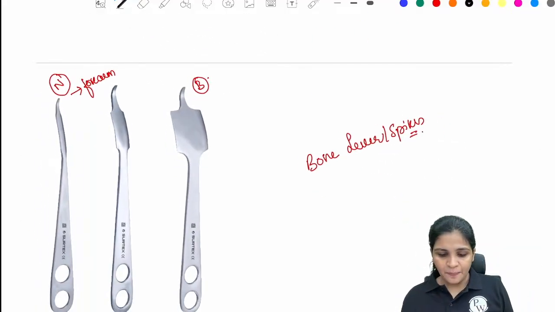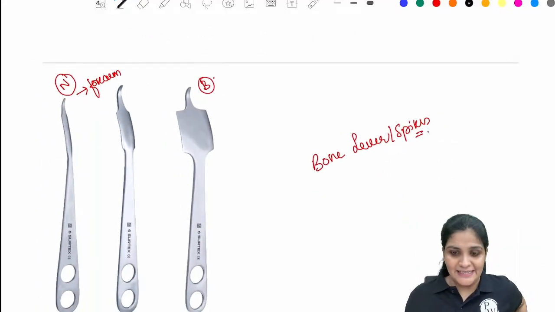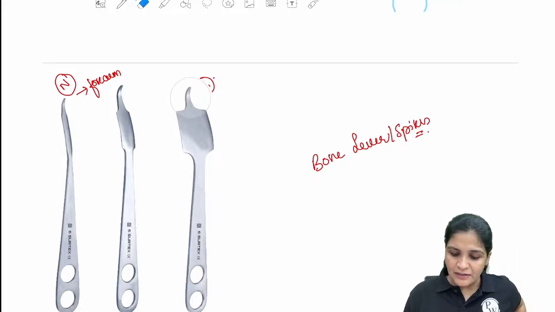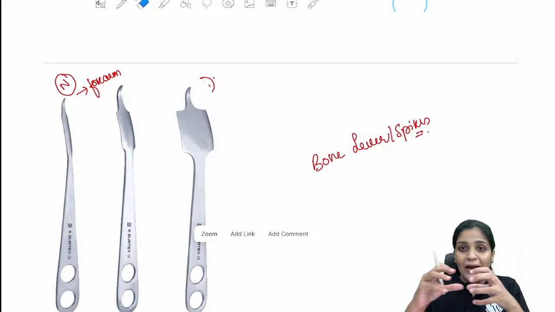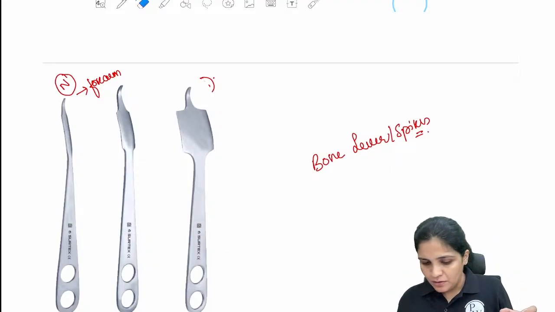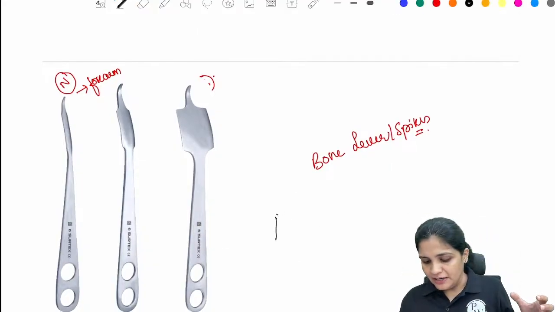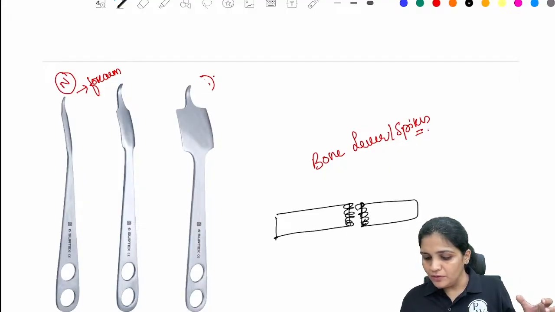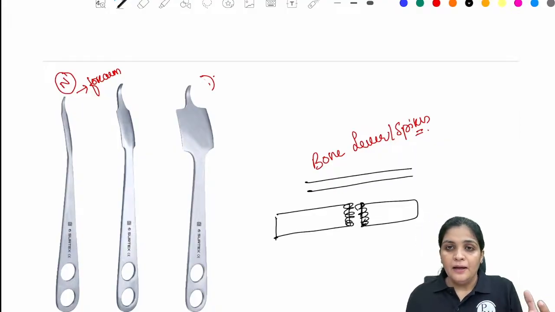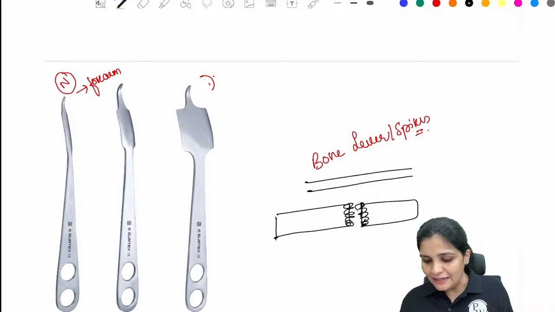What are these? These are the bone spikes. So if you see, these are the spikes. Exactly, you can have that. So once you identify the bone, these are the steps of fracture reduction. Now what you do? You cut the skin, then you cut the fascia, then the muscle, you remove the muscle, then you remove the periosteum.